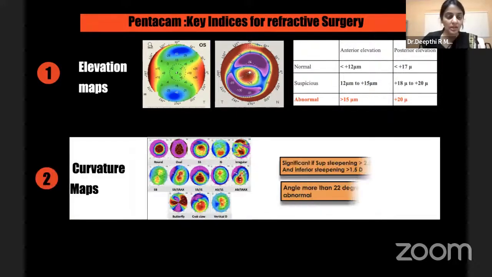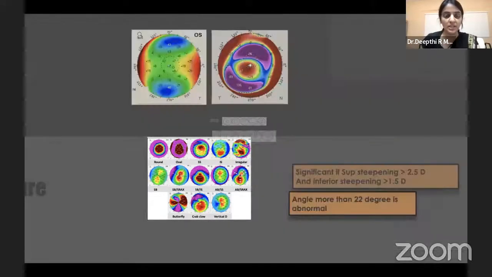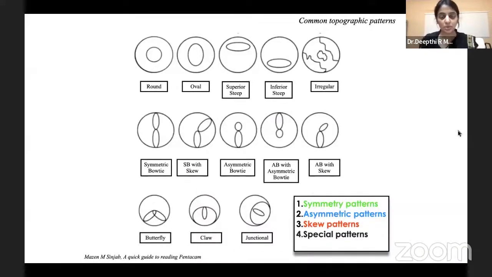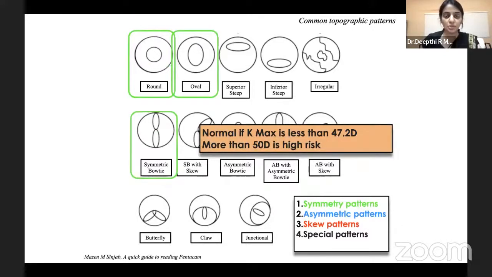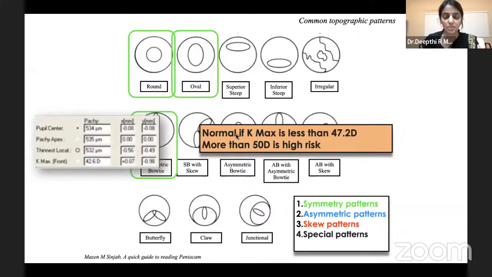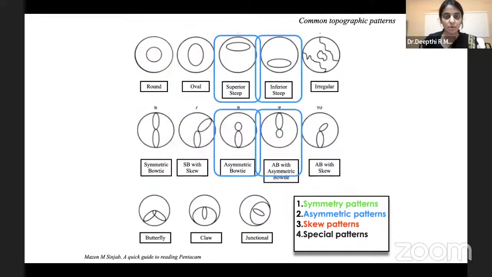In the periphery you will always have values much higher than this if you are looking at a saddle pattern in a toric cornea. So when you look at your curvature maps, it's not only important to look at your K reading, but studying the pattern is extremely important. This is what all of us know and see. There are 4 things to look at when you're looking at your sagittal map: the symmetric patterns, asymmetric patterns, skewed, and special patterns. Depending on the pattern, you need to look at a few things. The round, oval, and symmetric bow tie are the symmetric patterns. Here, if it's symmetric, you know you're safer, and if your K max is less than 47.2, it's okay. Anything more than that is suspicious, and more than 50 is certainly grossly abnormal.